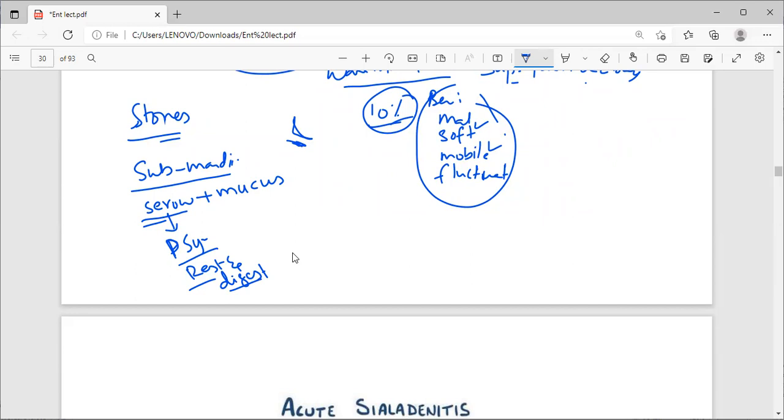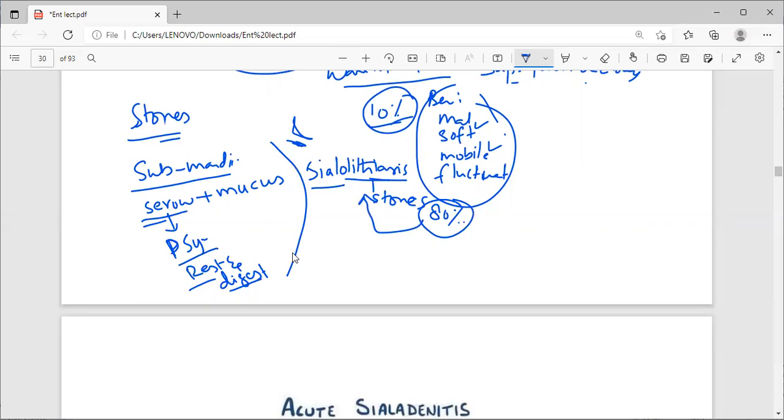Now let's move further. Now I want to talk about the exam point of view. One is called sialolithiasis. It means that there is a stone in the submandibular area. Now 80% of all salivary gland calculi occur in the submandibular gland. All the stones, 80% of the stones which are present in the salivary glands occur in the submandibular area.